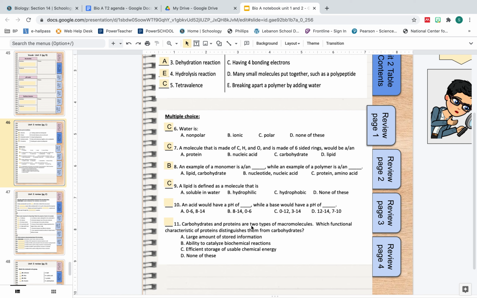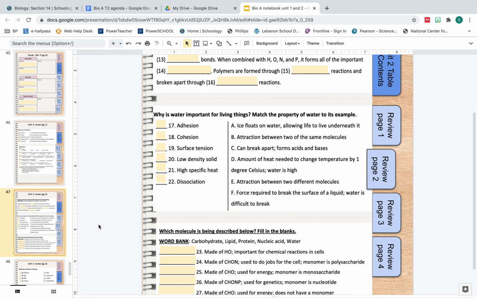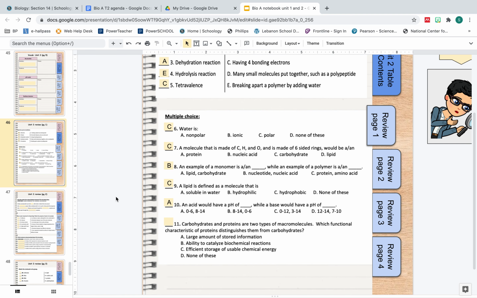C and D don't even make any sense. They're just random numbers, really. It would be A, because acids are below 7 and bases are above 7. B is backward. It has you do a base first, then acid. Oops, sorry. Skip forward. Carbohydrates and proteins are 2 types of macromolecules.